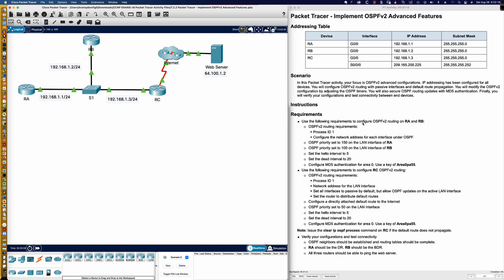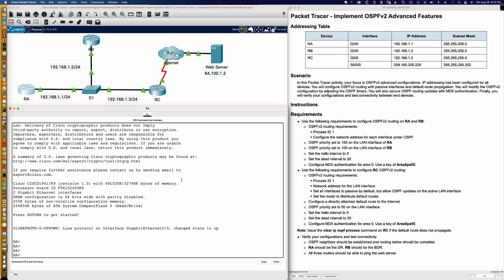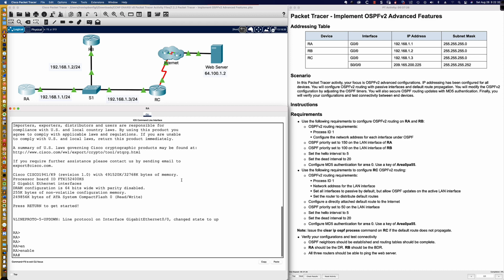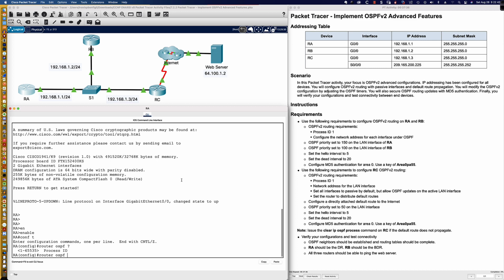So using the following requirements, configure OSPFv2 routing on router A and router B. So let's go ahead. We'll start alphabetically. And here we are on router A. We'll go from user exec to privilege exec with the enable command, and then into global config with the configure terminal, or just conf t command. So we're going to say router ospf, and that's our process ID. Remember, it can be from 1 to 65535.